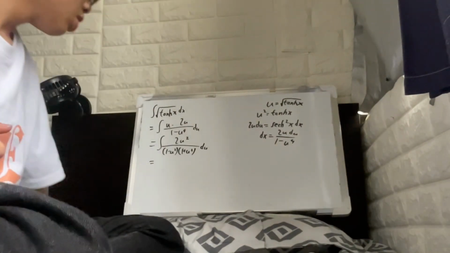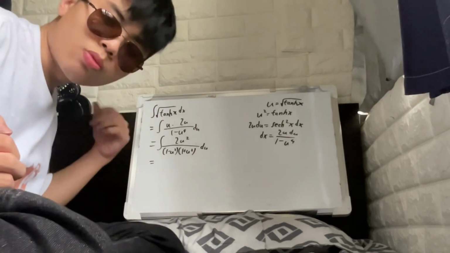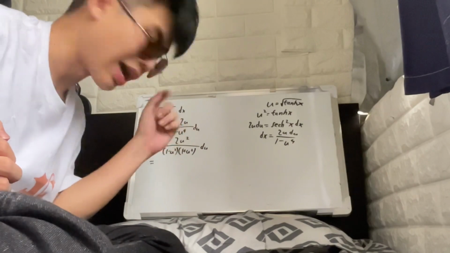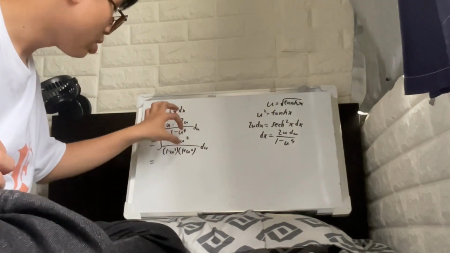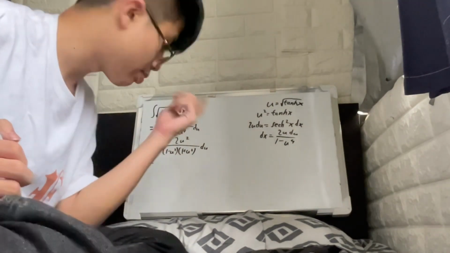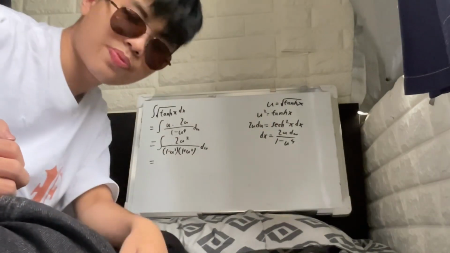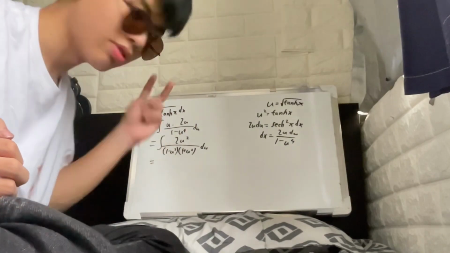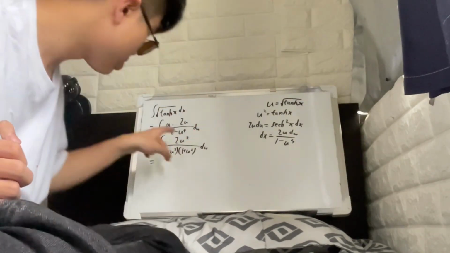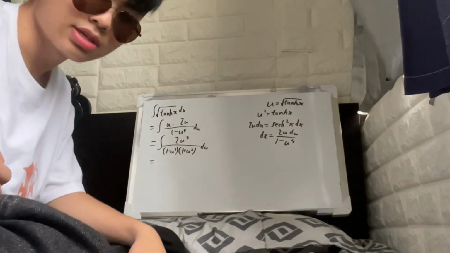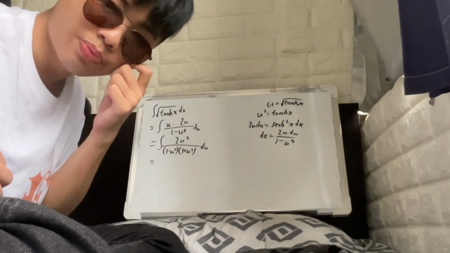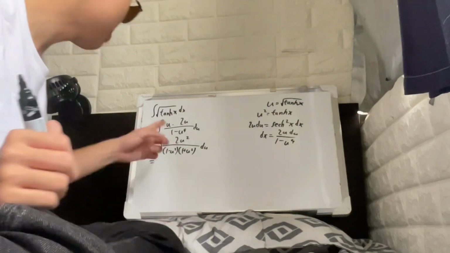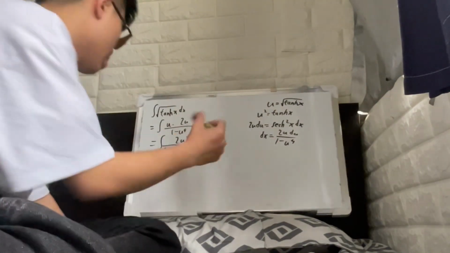Here, we know how to integrate 1 over 1 minus u squared. We have three different versions, but I'm not going to tell you first. And we know how to integrate 1 over 1 plus u squared, which is inverse tangent. So we're gonna split it into two fractions so we can integrate. We could use partial fractions, but let me tell you, we don't need to use partial fractions here.